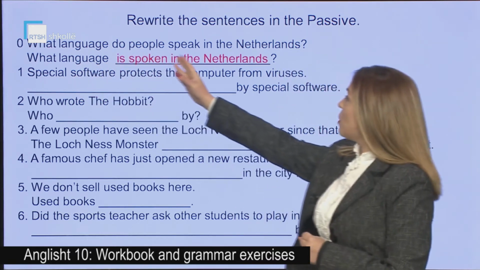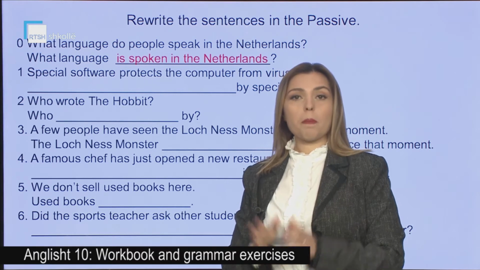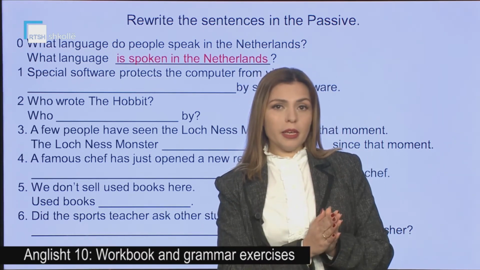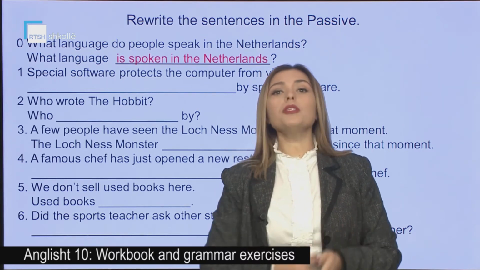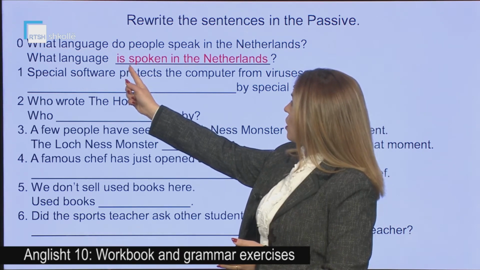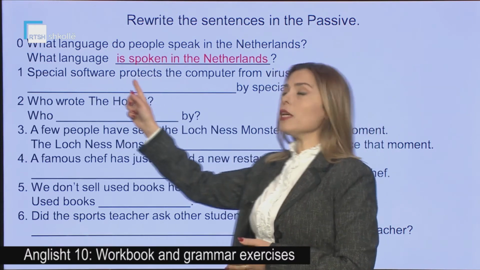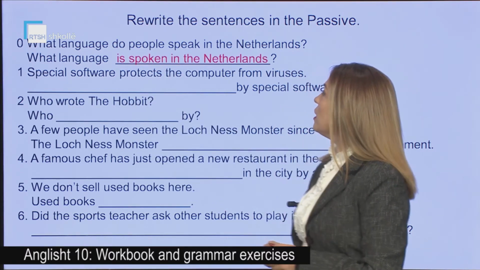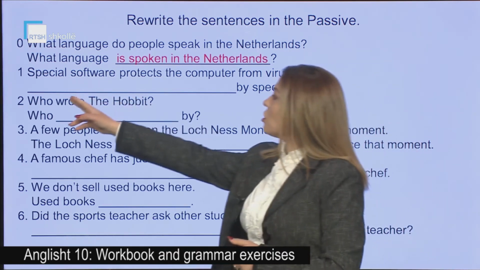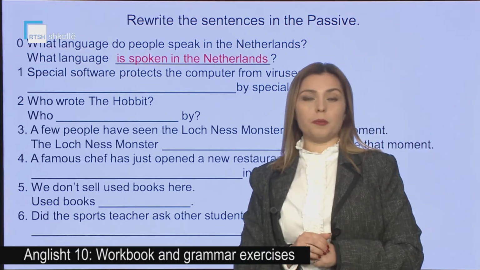What language do people speak in the Netherlands? Passive voice. Remember, we said we use the verb to be and the past participle of the tense. So, is, because we're talking about the present simple, and the past participle of the verb speak, that is spoken in the Netherlands. Number 1. Special software protects the computer from viruses.